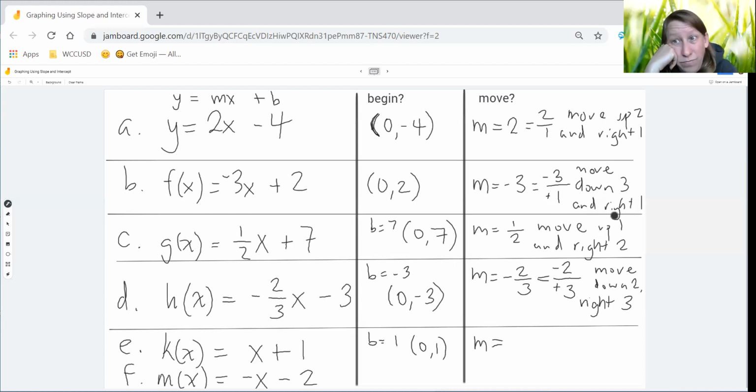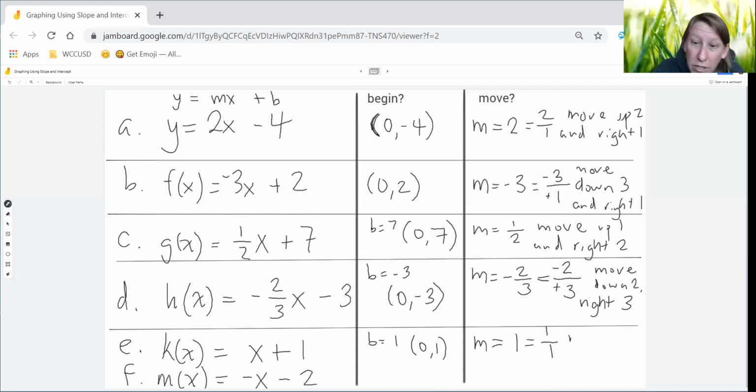Not 0. How many x's are there? 1. There's a 1 there that we don't write. So when you're using slope to graph and you don't see a number here, that means your slope is 1. A way to write 1 is also 1 over 1.